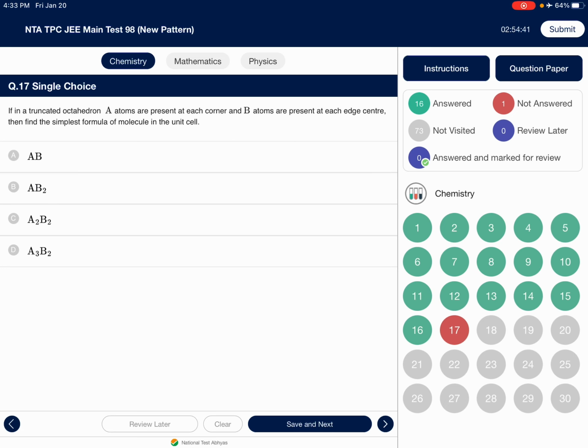In a truncated octahedron, A atoms are present at each corner and B atoms are present at each edge center. Then find the simplest formula of the molecule of the unit cell. 8 corners will be there. Truncated octahedron, how many corners will be there, sir? Truncated octahedron. Normal octahedrons are okay. Truncated octahedron.